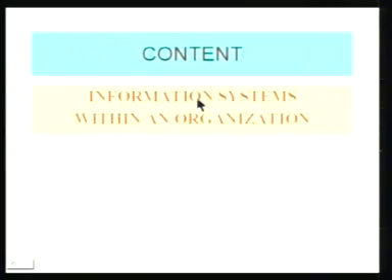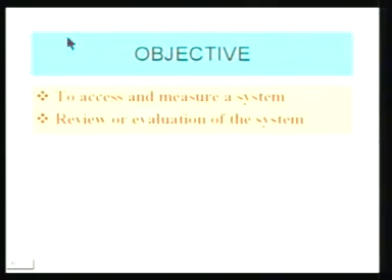So this is just about this one. Then finally we have one outcome, what we call the information system within an organization. Here we will talk about how to access and measure an information system, and I had given you one example: all information systems should be quantized or measured, so that the information system has some value in the organization.